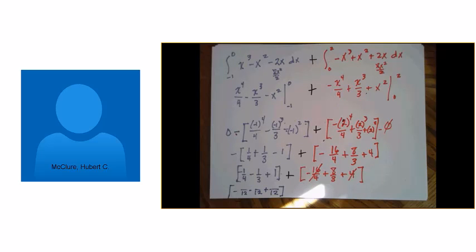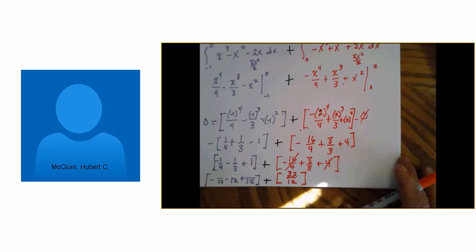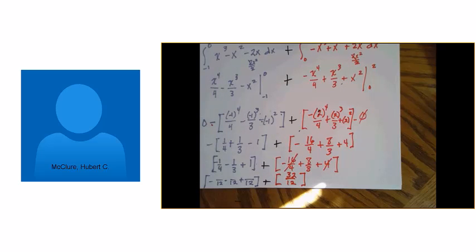Plus 12. 3 will go into 12 4 times. 4 times 8 is 32. I'm sorry about the sunlight. Okay. And over here, 4 will go into 12 3 times. 1 times 3 is 3. 3 will go into 12 4 times. And that'll be 12 twelfths.